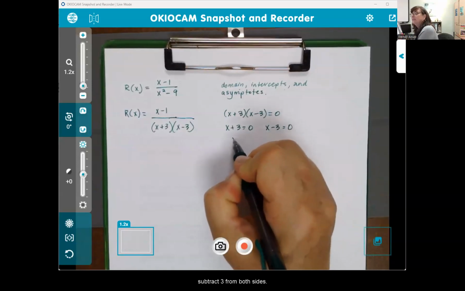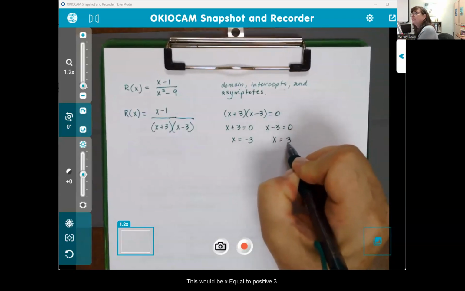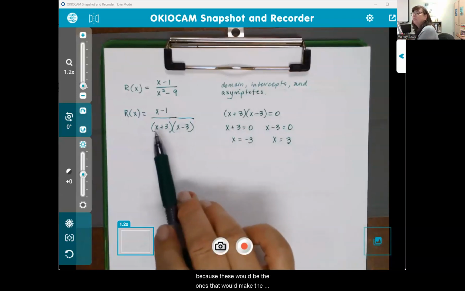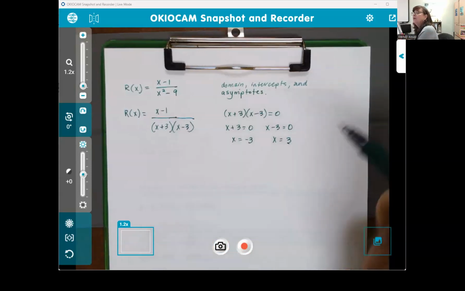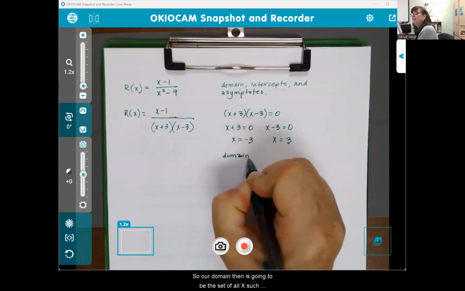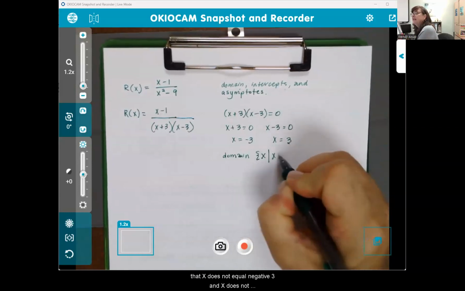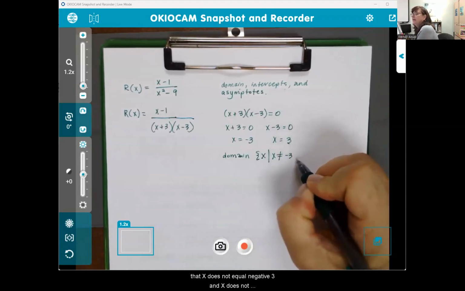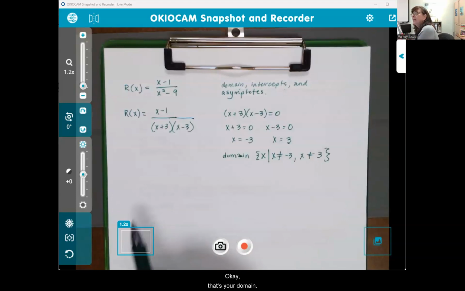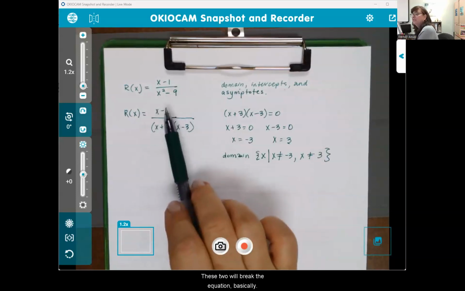Subtract 3 from both sides. This would be x equal to negative 3. Add 3 to both sides. This would be x equal to positive 3. So our domain is all numbers except these, because these would be the ones that would make the bottom equal 0. So our domain is going to be the set of all x such that x does not equal negative 3 and x does not equal positive 3. Okay, that's your domain. You can plug in any x value except these two. These two will break the equation basically.